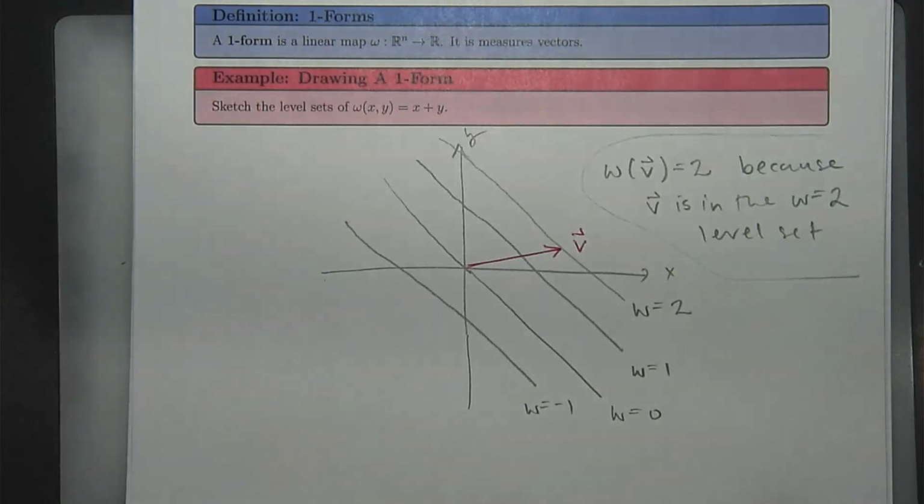Okay, so one forms are these kind of families of tools for measuring things. And we're going to develop, okay, what are the tools for measuring areas and this kind of thing. So how can we think of them? We can think of them as families of level sets of linear functions. Okay, sweet.